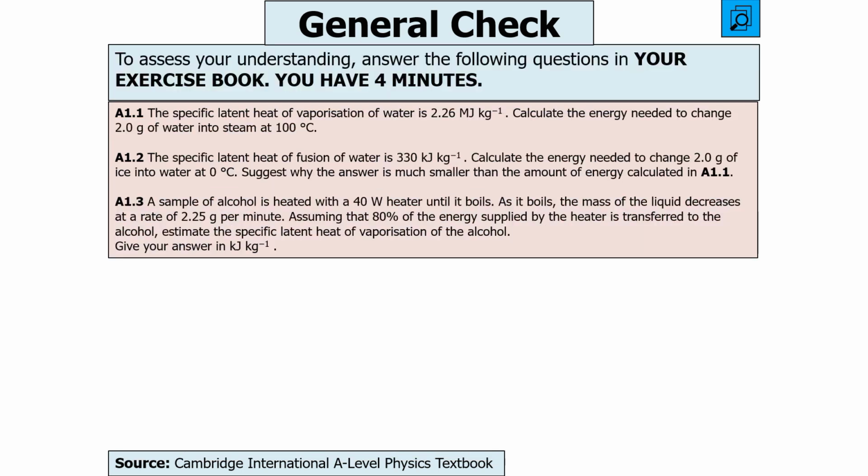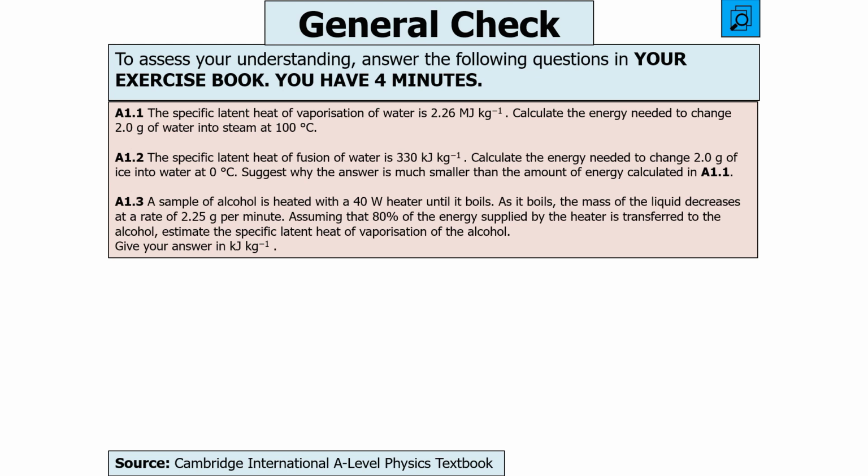The next question says, the specific latent heat of vaporization of water is 2.26 megajoules per kilogram. Calculate the energy needed to change 2 grams of water into steam at 100 degrees Celsius. The specific latent heat of fusion of water is 330 kilojoules per kilogram. Calculate the energy needed to change 2 grams of ice into water at 0 degrees Celsius. Suggest why the answer is much smaller than the amount calculated in 1.1.